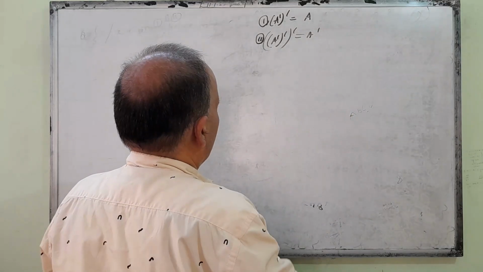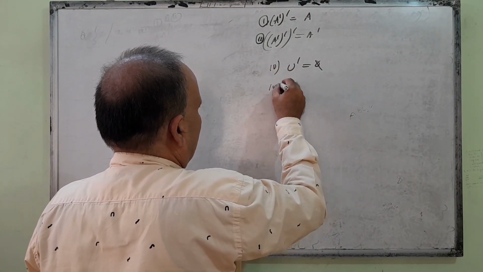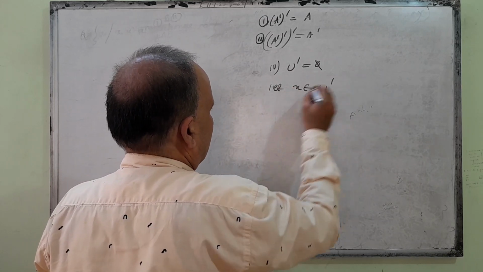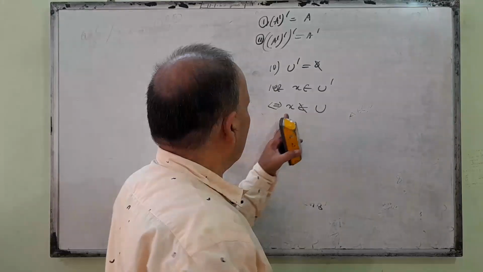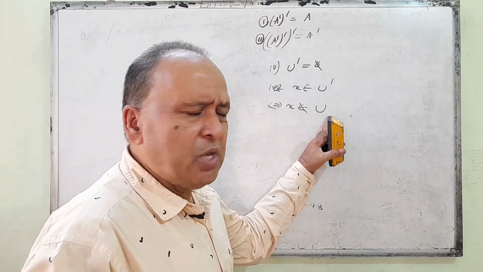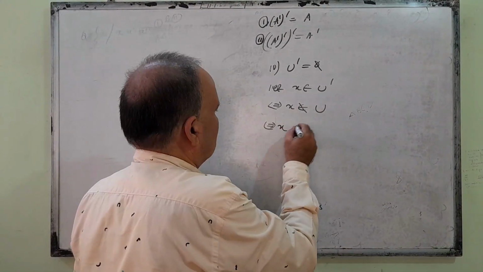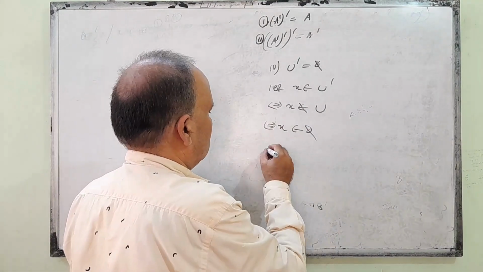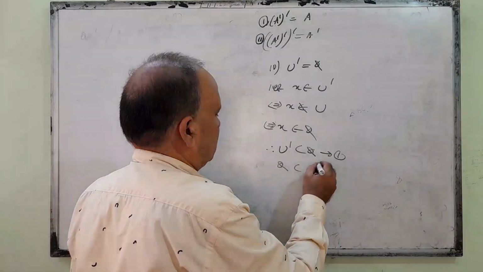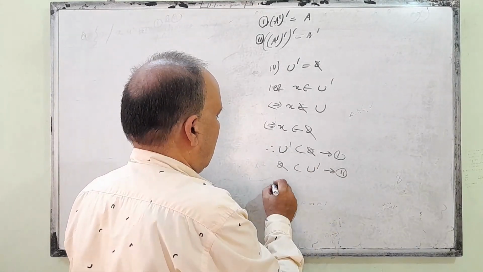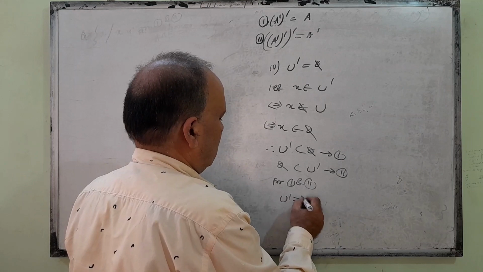Next, come to your fourth property, U dash is equal to phi. Let X belong to U dash. This implies X does not belong to U. So if X does not belong to U, that means X is not in the universal set. We can write X belongs to phi. So U dash is a subset of phi, and phi is a subset of U dash. From 1 and 2, we can write U dash is equal to phi.